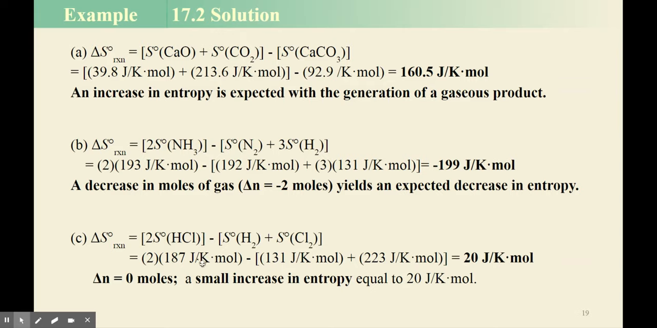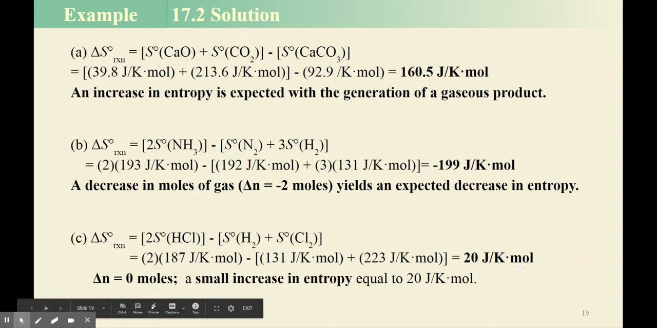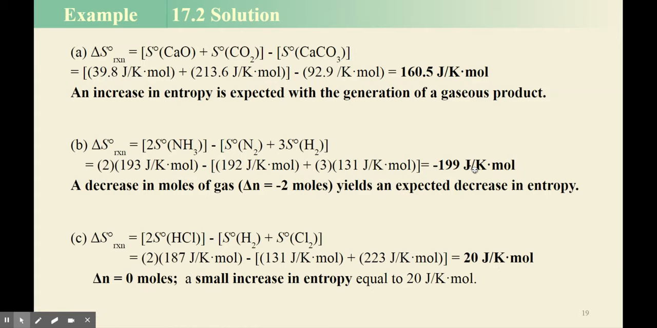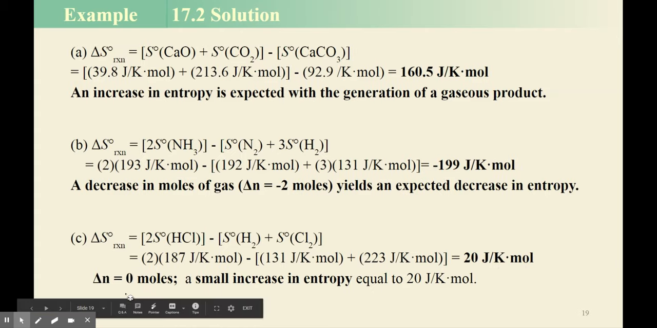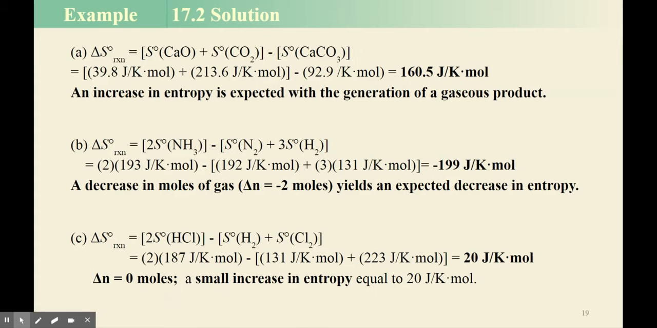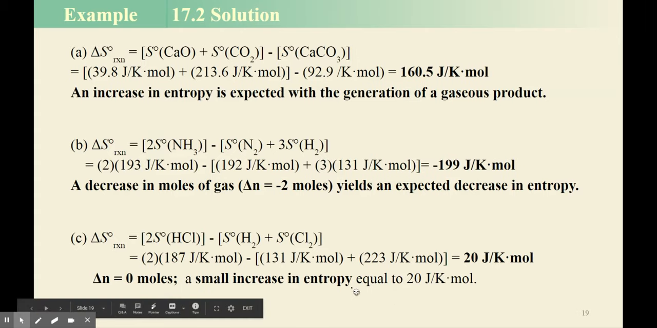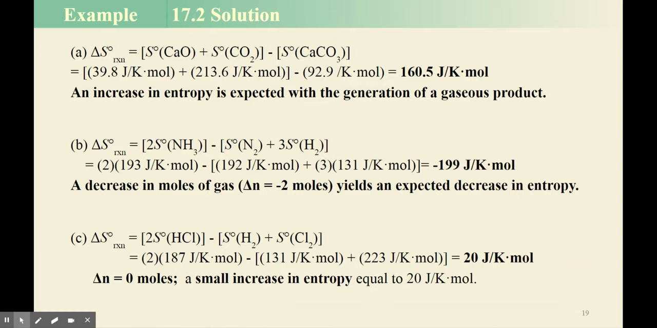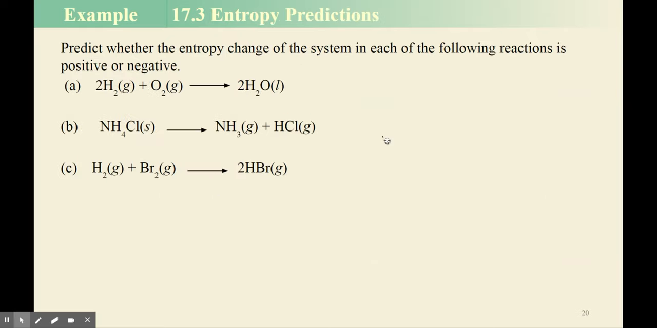On C, we get 20, which, notice, is about 10 times smaller than the others. So overall, the delta n was 0, at least for gases. So it's a very, very small increase in entropy. But all of these can be calculated under standard conditions. Now, on the quiz and the test, you'll see some that just ask, what's the sign of the entropy change, positive or negative?